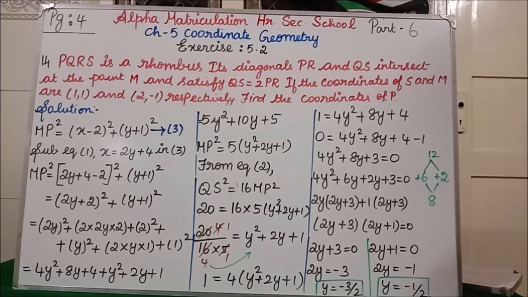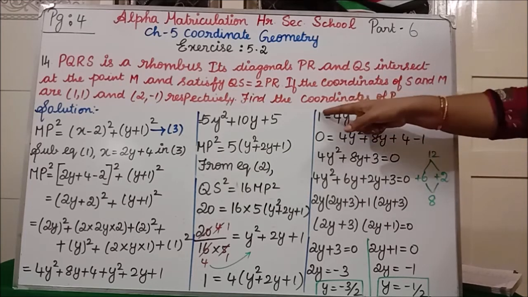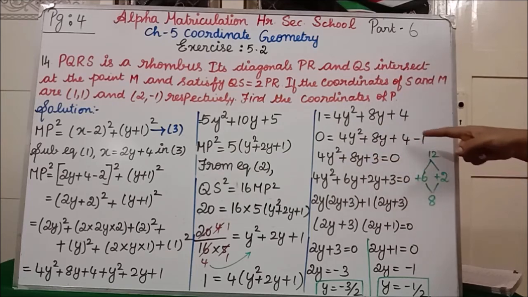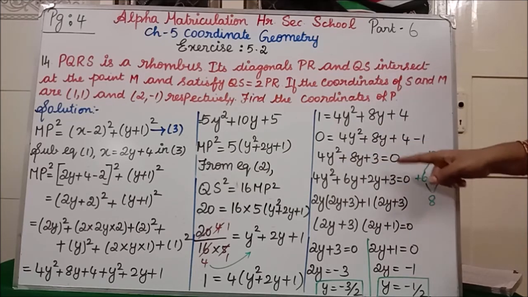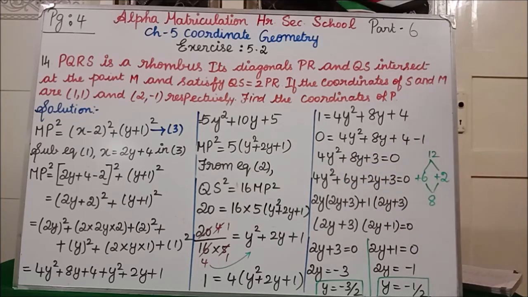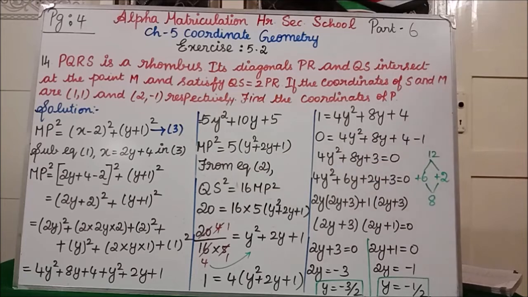So the next step, this 1 is coming inside, which means here plus 1, if it comes this side, it will become minus 1. So 0 equal to 4y square plus 8y plus 4, minus 1. So 4y square plus 8y, 4 minus 1 is what? 3 equal to 0. Now if you see, this is in quadratic equation form. One x square term, one x term, one constant. Okay, that form is there.